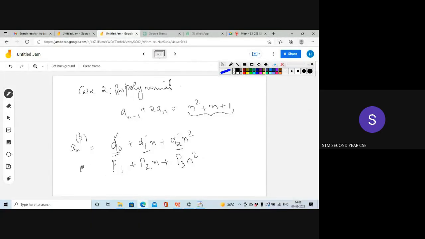That is, if you put an is equal to this, then you have to find out what is an minus 1. That is p1 plus p2 into n minus 1 plus p3 into n minus 1 the whole square. So you get the an minus 1. You substitute it in this equation for an minus 1. And finally, you compare the coefficients on the left hand side and right hand side and equate the coefficients. You get the constants p1 p2 and p3. Okay, this was the second method when a polynomial appears on the RHS. So this we had seen in the last class.